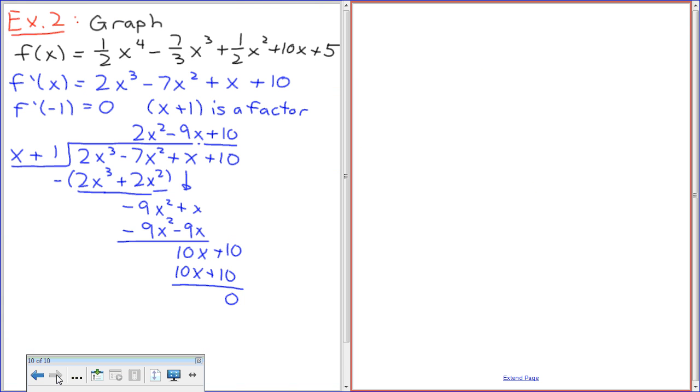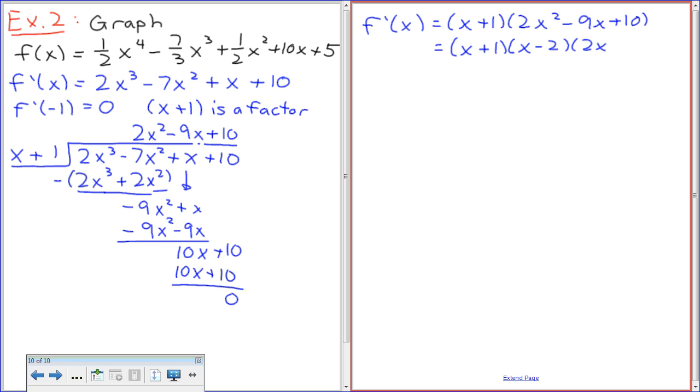Okay, so here we go. So we're going to say f prime of x is equal to x plus 1 times 2x squared minus 9x plus 10. Okay, that turns into, multiplies to 20, adds to negative 9, which will be negative 4, negative 5, which makes it x minus 2 and 2x minus 5. Yes. Okay.